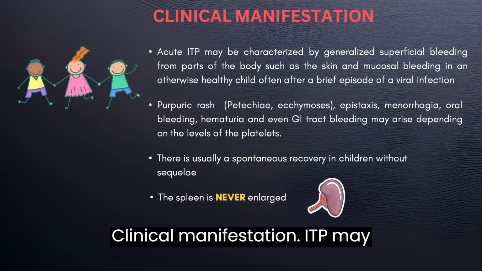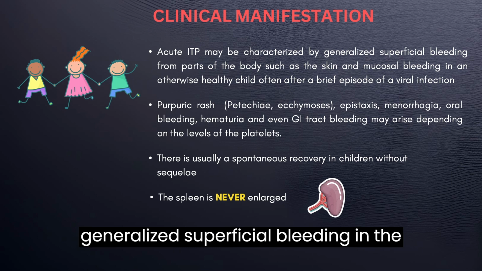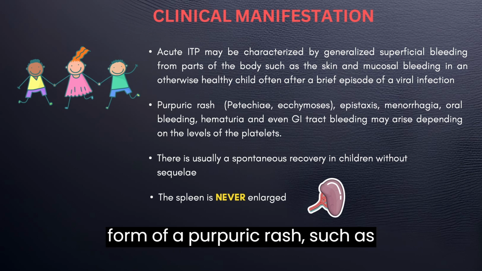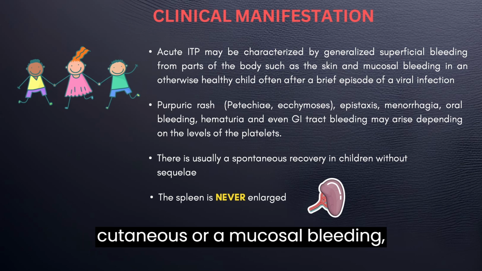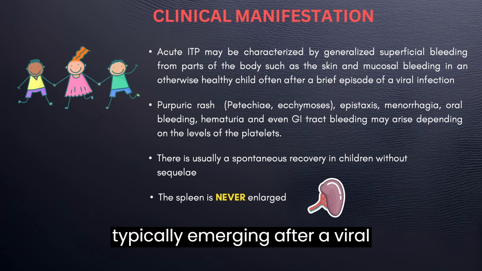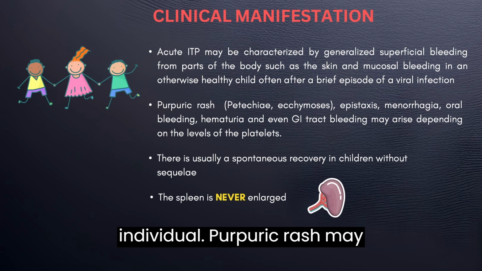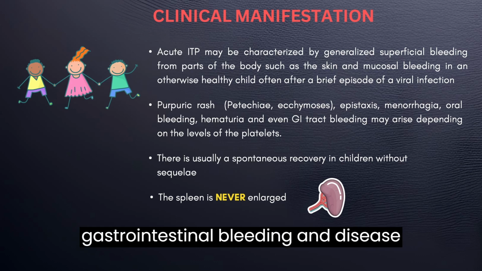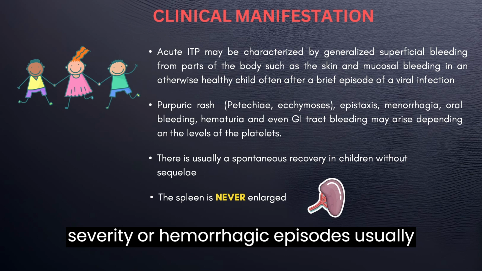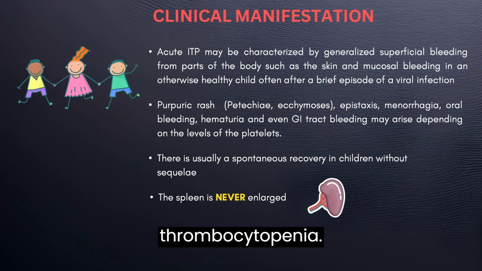Clinical manifestation. ITP may present with a distinctive pattern of generalized superficial bleeding in the form of a purpuric rash, such as petechiae, ecchymosis in the form of cutaneous or mucosal bleeding, typically emerging after a viral infection in an otherwise healthy individual. Purpuric rash may present alongside symptoms like epistaxis, menorrhagia, oral bleeding, hematuria, or gastrointestinal bleeding, and disease severity or hemorrhagic episodes usually correlate with the degree of thrombocytopenia.